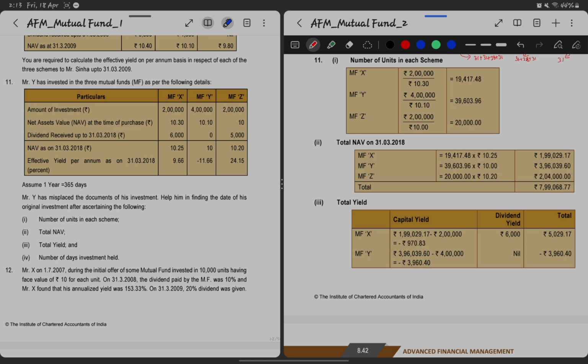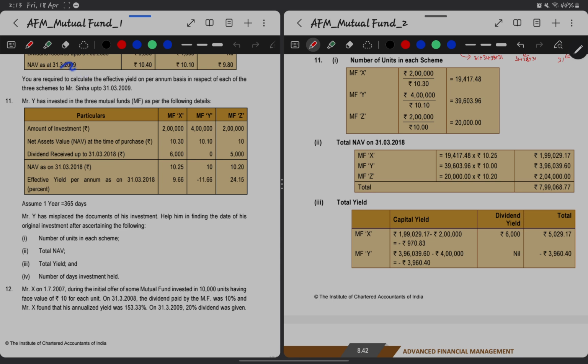Then the effective yield per annum is given. In the previous problem we found this effective yield per annum. Here they have given this effective yield, so it will be a reverse calculation to find the missing information. Assume 1 year equal to 365 days. Mr. Y has misplaced the documents of his investment. Help him in finding the date of his original investment after ascertaining the following. So we mainly need to find the date of his original investment in all the 3 cases.